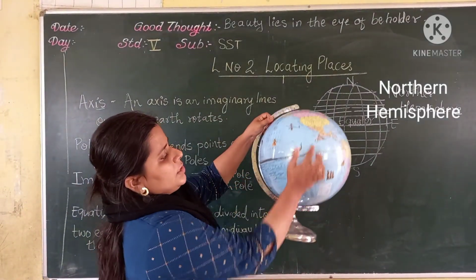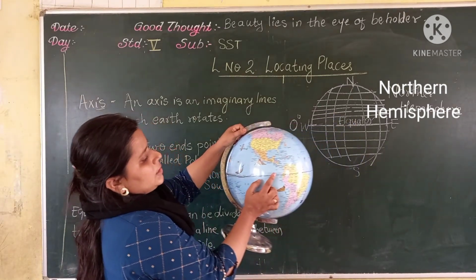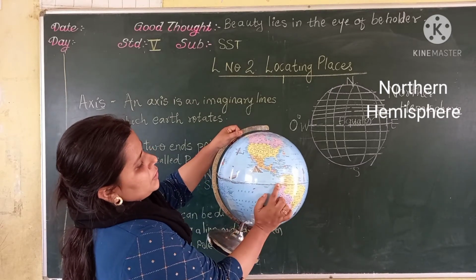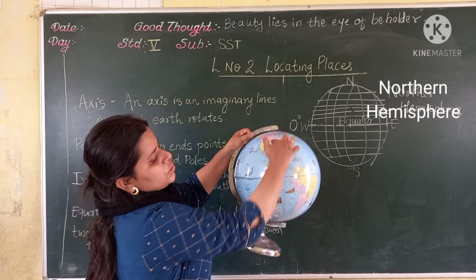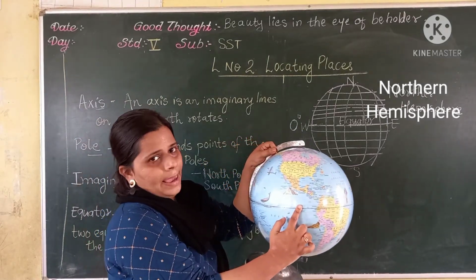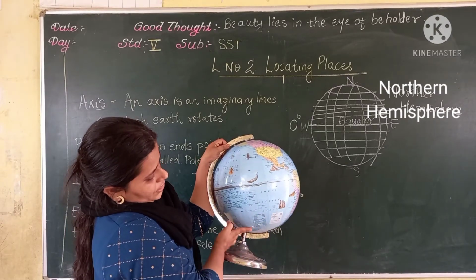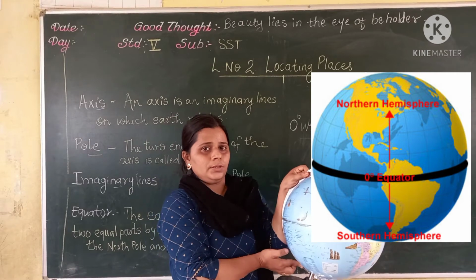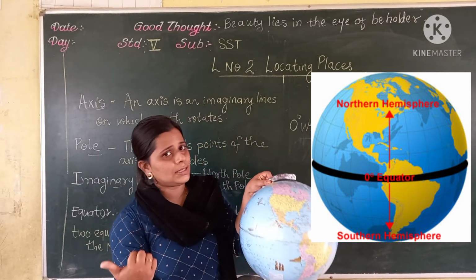You can see the earth is divided into 2 equal parts. So the portion which lies to the north of equator. Now here this is equator, the portion which lies to north of equator, this portion is called northern hemisphere. And the portion which lies toward the south of equator, this portion is called southern hemisphere. Got it, students? Understood about northern hemisphere and southern?